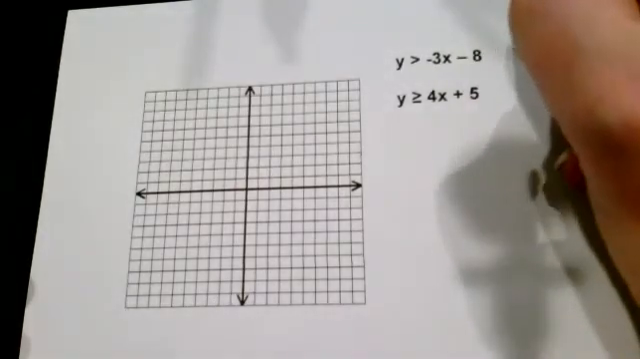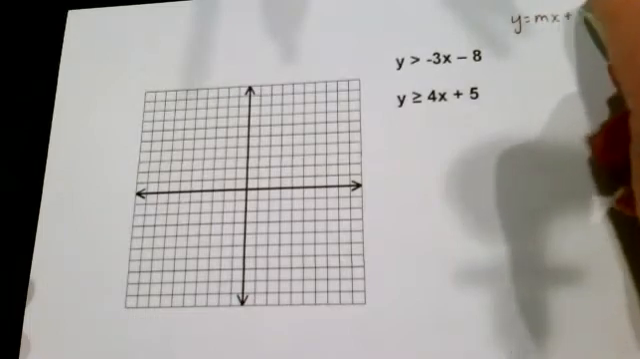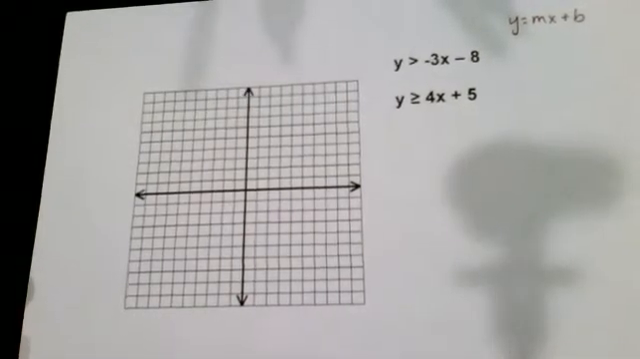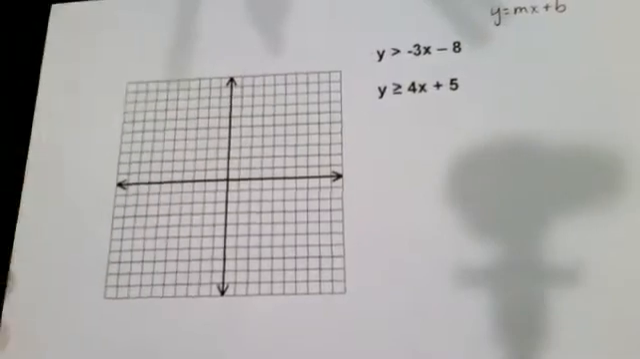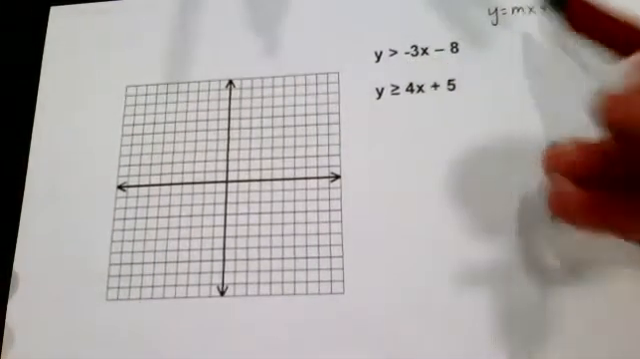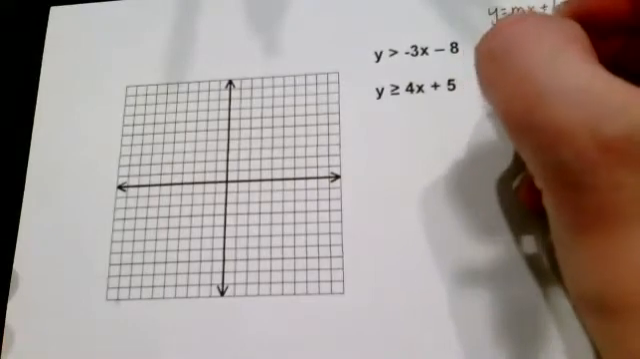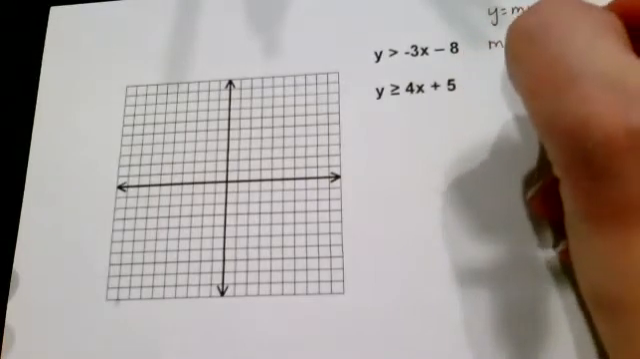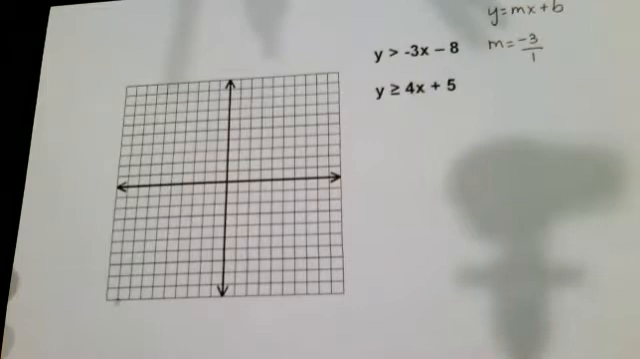So you want to be thinking in terms of y equals mx plus b. Now, I know there's not an equal sign there, but the inequality is going to graph the exact same way. So we can see that the negative 3 is in place of the m. That tells us the slope is negative 3. And I might go ahead and put that over 1 because I am graphing.